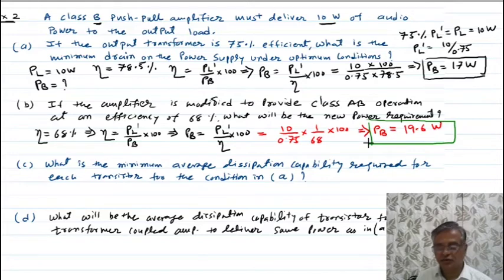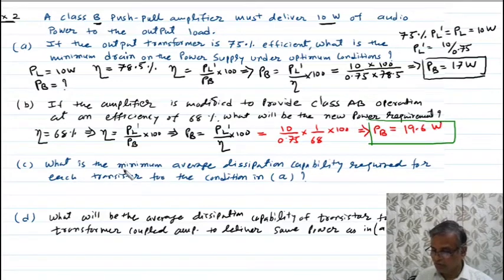Same thing, only the efficiency. In class B it is how much? 78.5. Efficiency of class AB is how much? 68%. So I did the same calculation. So here in class B, how much power is required? 17 watt. Class AB, how much? 19.6 watt power required from the DC supply source.